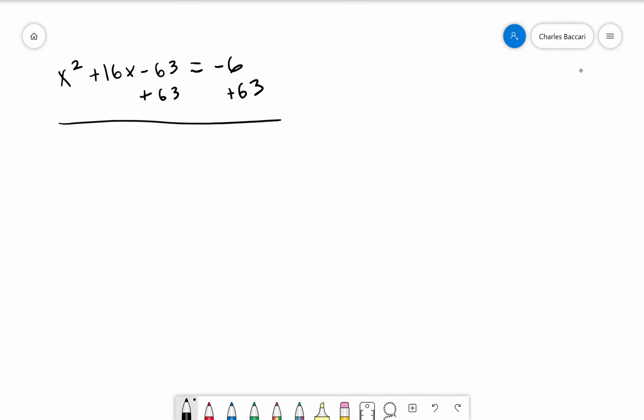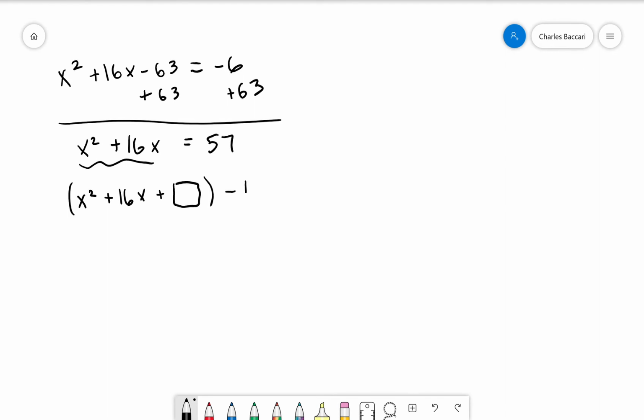to isolate the x squared plus 16x. And that's now going to be equal to, if we combine those, that's 57. Okay, so now we'll complete the square on this stuff, and so we have x squared plus 16x, plus something minus something is equal to 57.